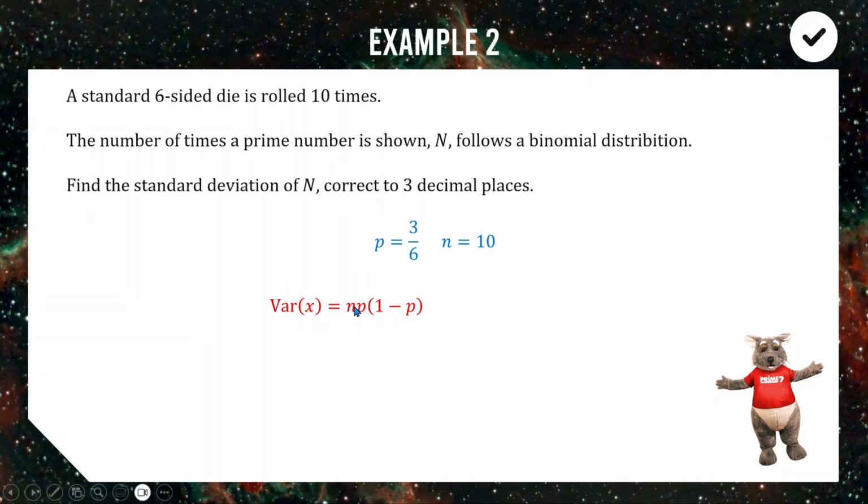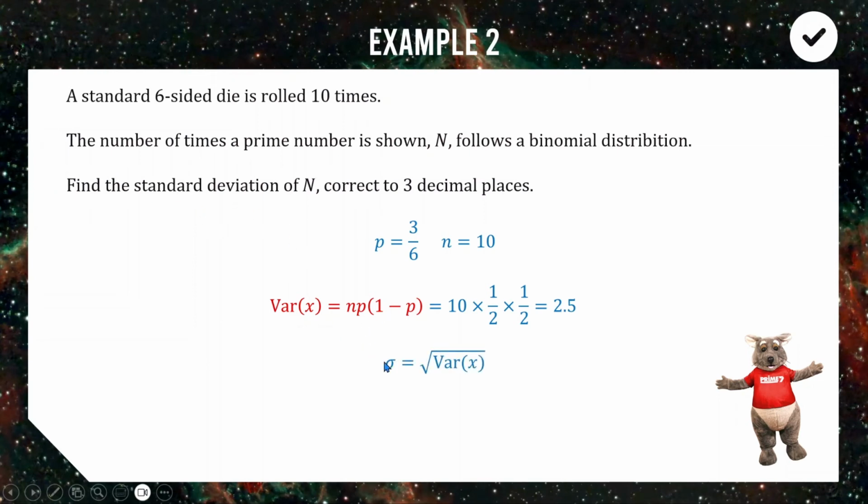Okay, so n is 10, p is a half, which means that 1 minus p is also a half because this is success and this is failure. 10 times a half would be a quarter of 10, which is 2.5. So variance is 2.5.